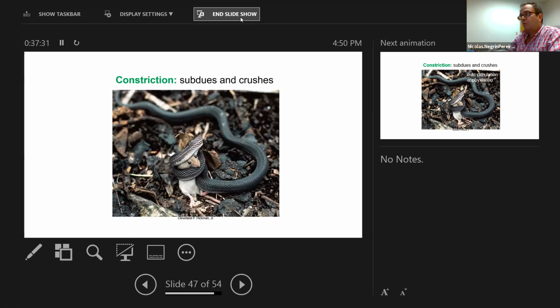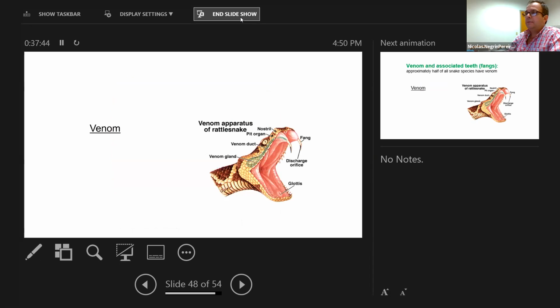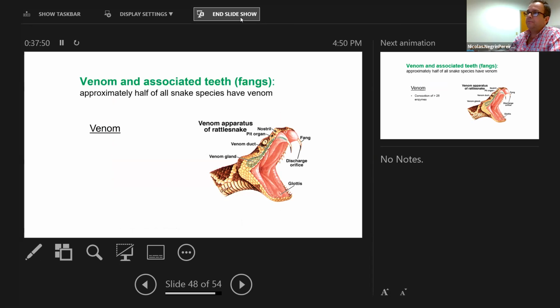So how do they actually subdue and control their prey? Well, in some cases, some snakes crush or entangle and suffocate the animal by cutting off circulation and by asphyxiation. But some other snakes use a different mechanism, which is venom or poison. So we have the case of the rattlesnake, for example, which has venom and associated teeth, which are normally curved. Some people compare them with hypodermic syringes, and approximately half of all snake species carry some type of venom.